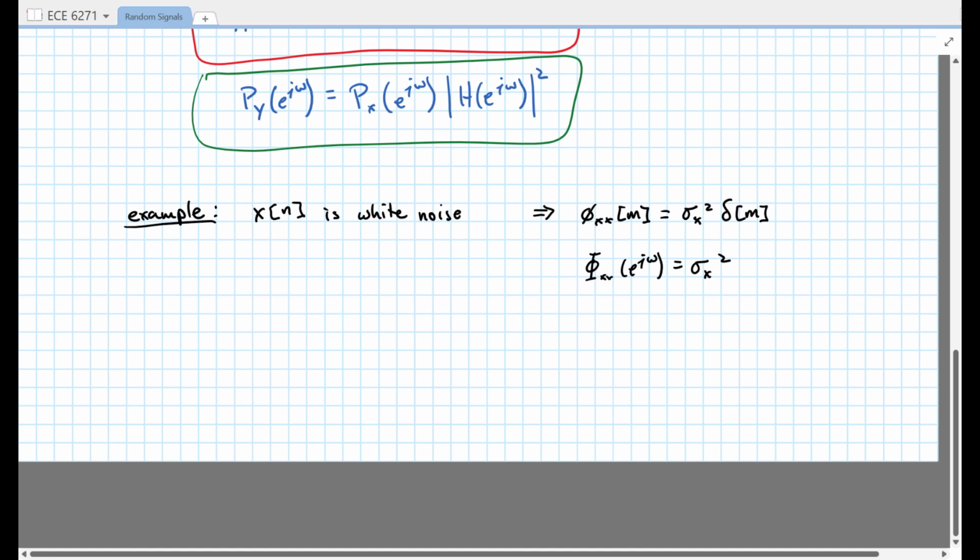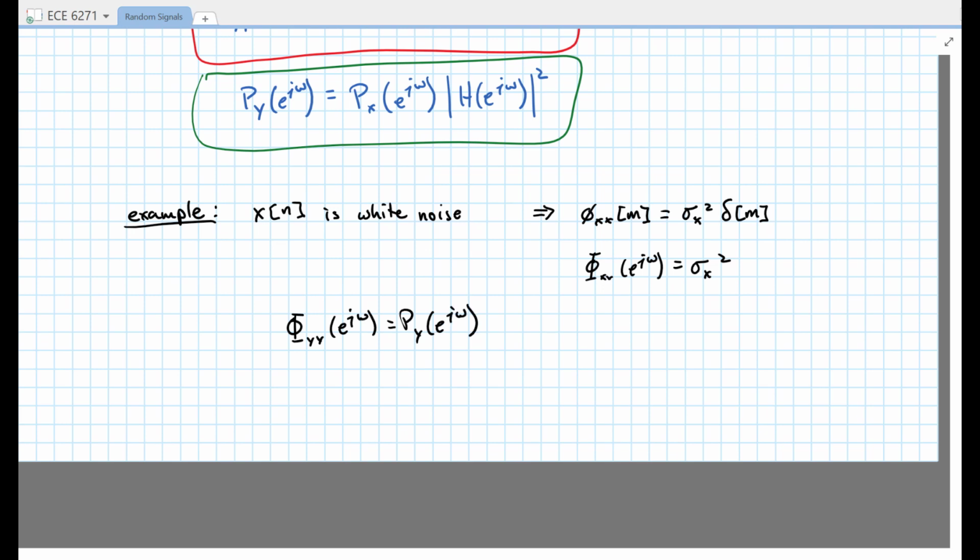So if we're going to do some filtering here, the PSD of y would be just equal to the magnitude squared of whatever filter we're operating with times sigma_x squared. So if you want a particular power spectral density, you can start with white noise and unit variance, and all you need to do then is find a transfer function whose square gives you the power spectral density that you are looking for.